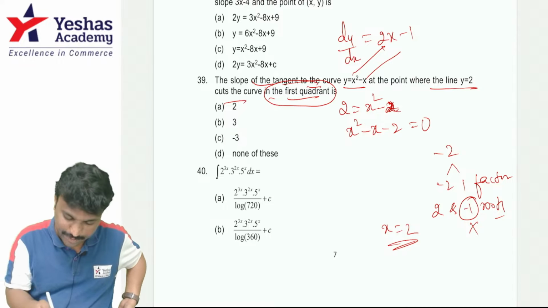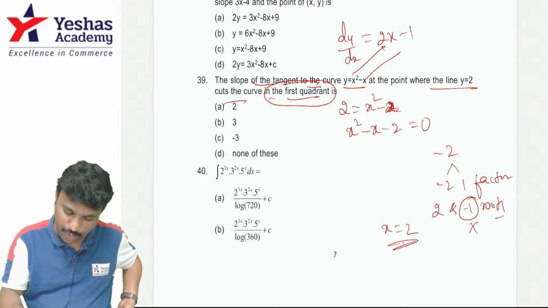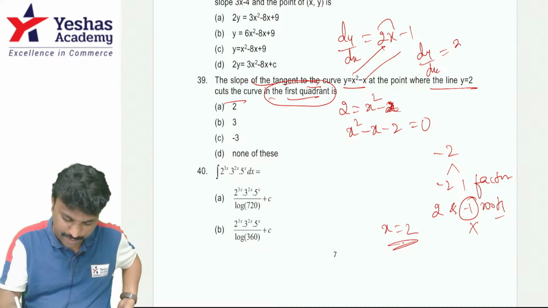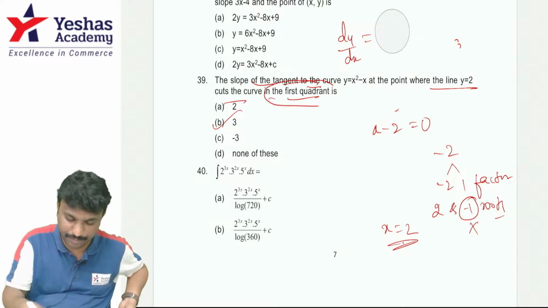Now we have to find the slope at x is equal to 2 and y is equal to what? 2. So there is no y over here. Just put x value is equal to 2. So 2 2s are 4, 4 minus 1 is 3. So option B is the right answer. Let's move on to the next question.